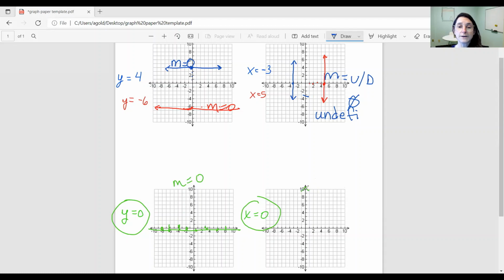All right, now let's take a look at x equals 0. That's the same as the y-axis. So again, it has two names, and that can be confusing for students. The y-axis is actually the line x equals 0. And the reason why is because all of these points have the same x value. They are always 0, and the slope is undefined.